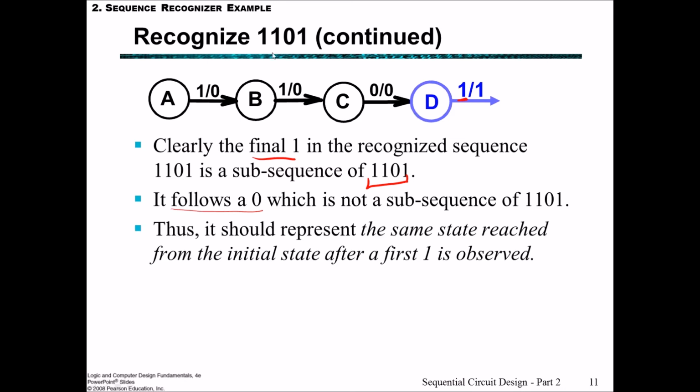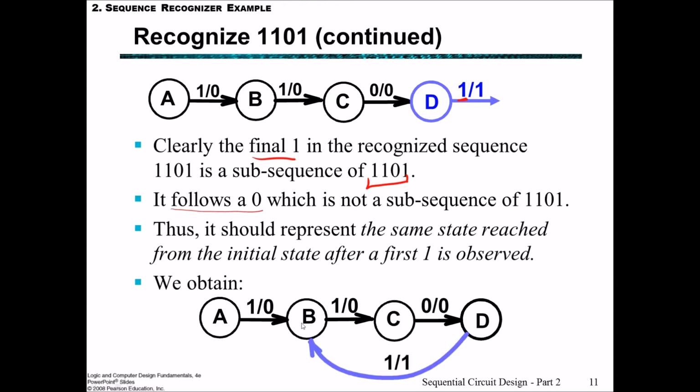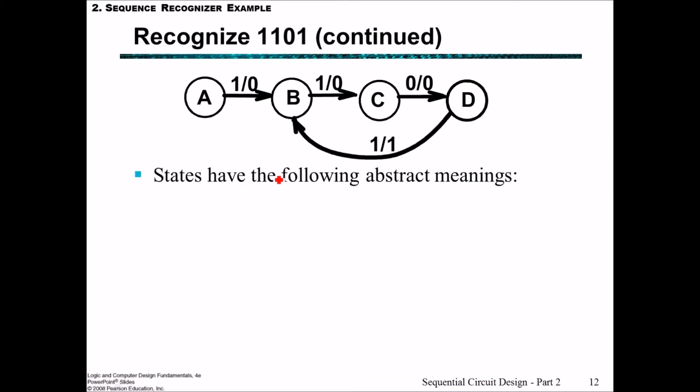So after D, getting a 1 should mean that we get the same state reached as the initial state we got after the first 1 was received. That is, we were in A, we got a 1, we moved to B. So therefore the state diagram starts to look like this. We actually have the arrow going back to B. So then for this state diagram, the states have the following abstract meaning.